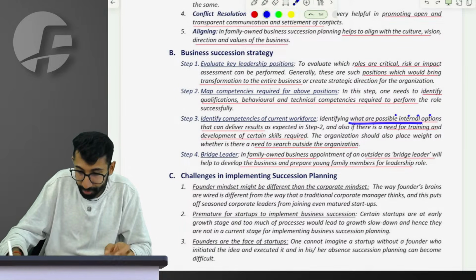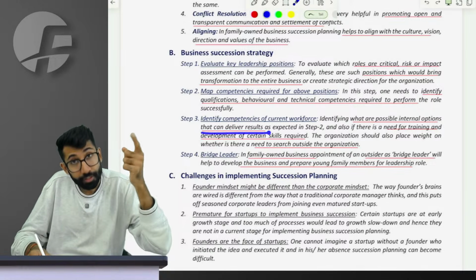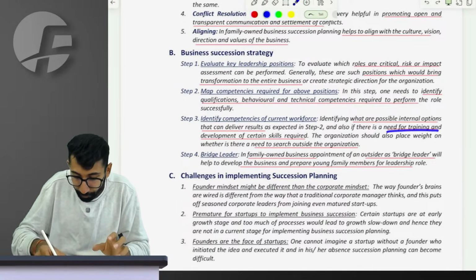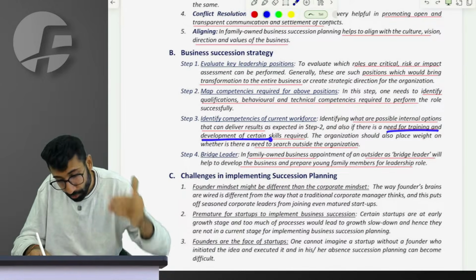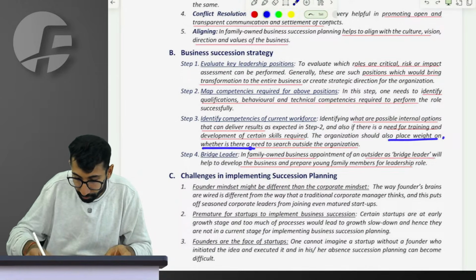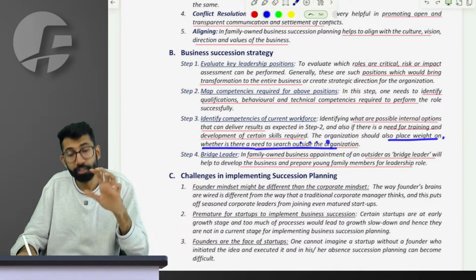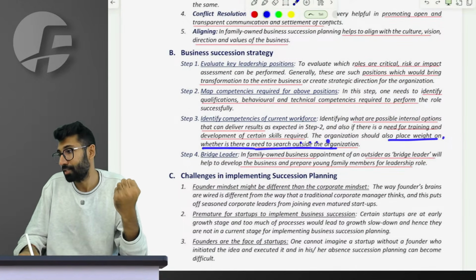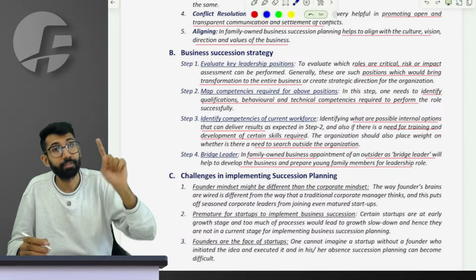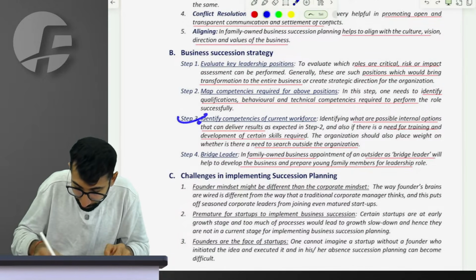Identify what are the possible internal options that can deliver the result that you expect there in step number 2, and if there is a need for training them, developing them, nurturing them, that can also be done. We should also place a weight on whether there is a need to search outside of the organization. It may happen that not every time someone is available internally, someone may be hired from outside. That should also be done.